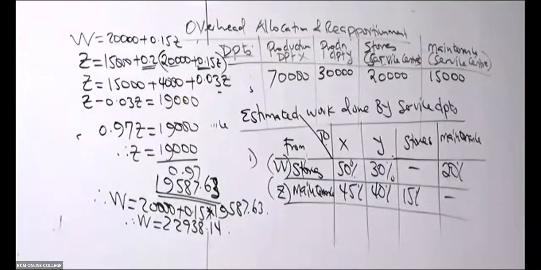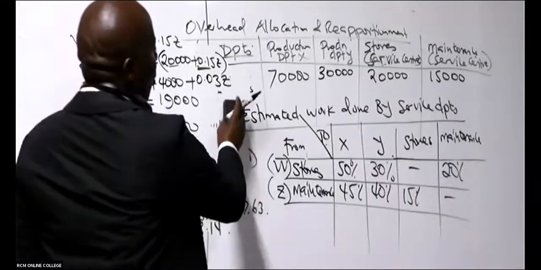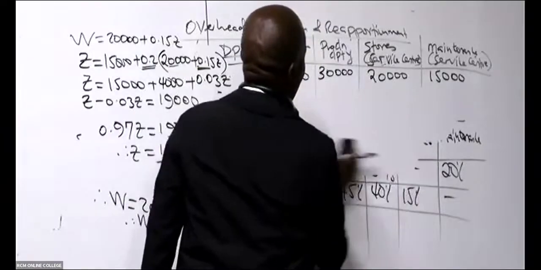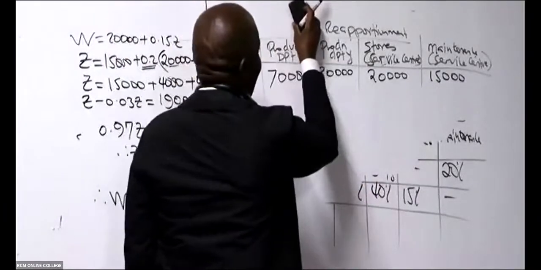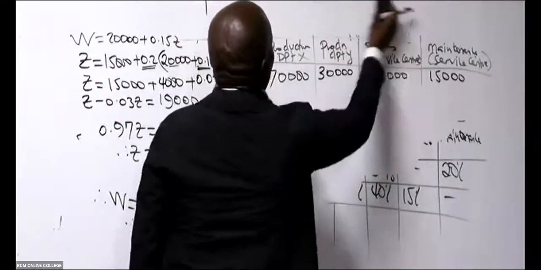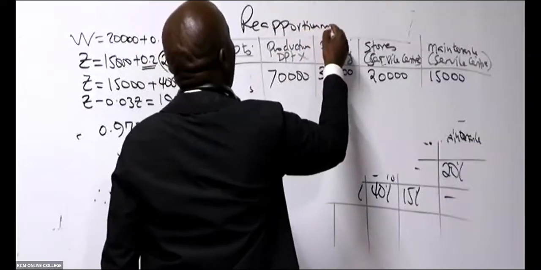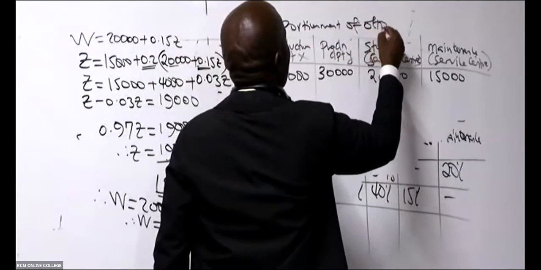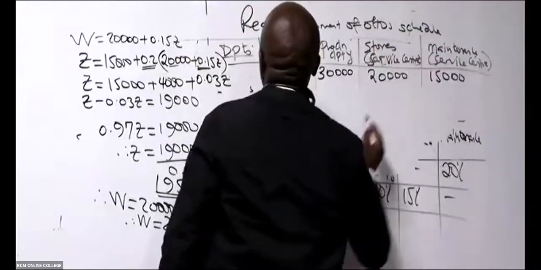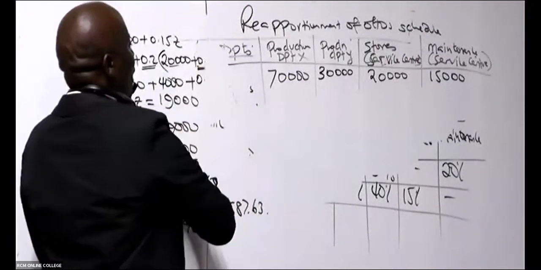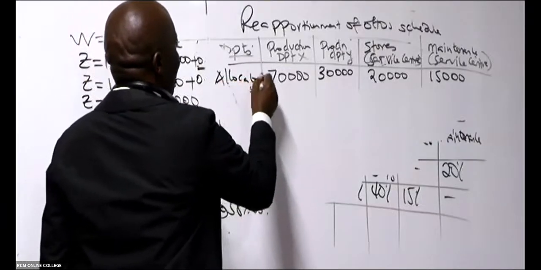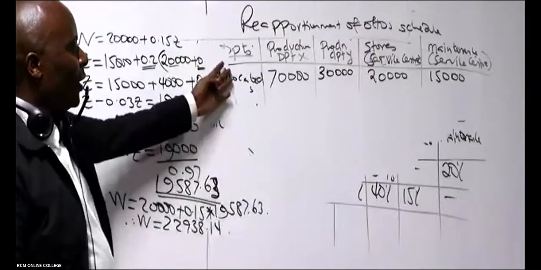Thank you so much. Now, once you do that, you'll be able to write a reapportionment of overhead schedule. So you write there a big title, reapportionment of overheads schedule. And then you copy like myself here, like a ninja. You write here allocated. You can see I've finished writing everything.